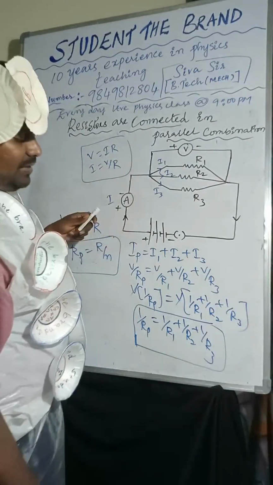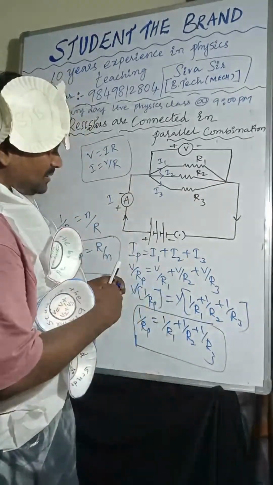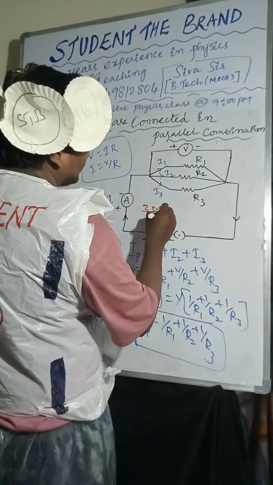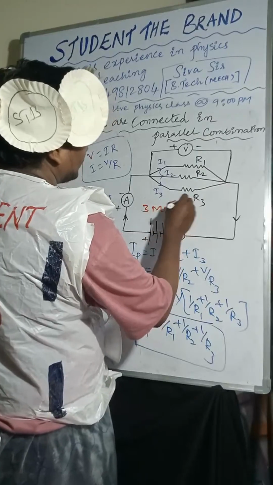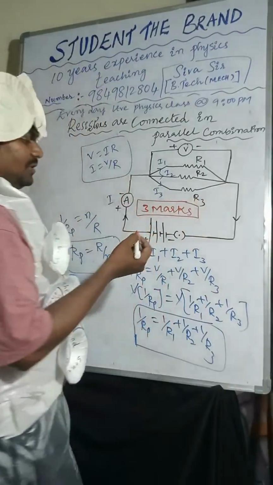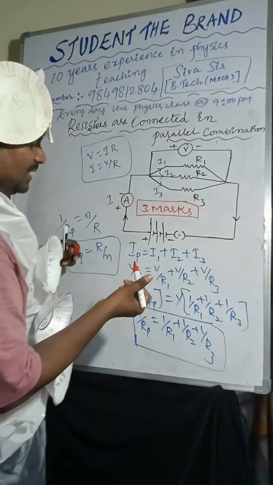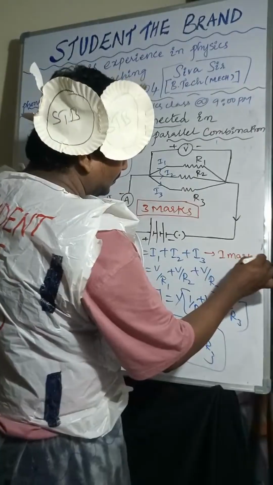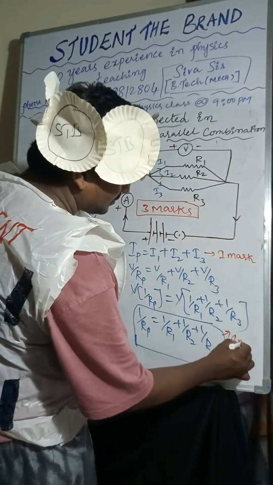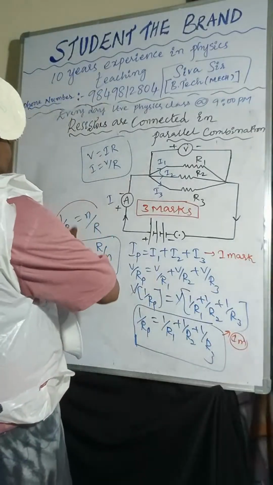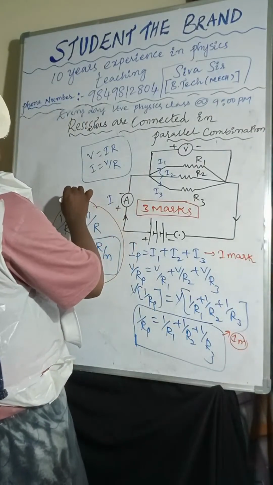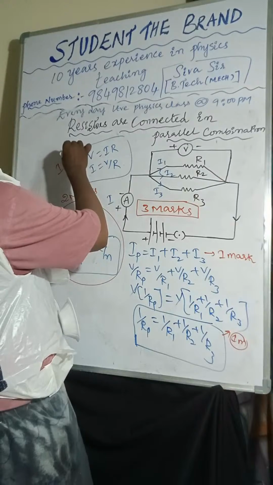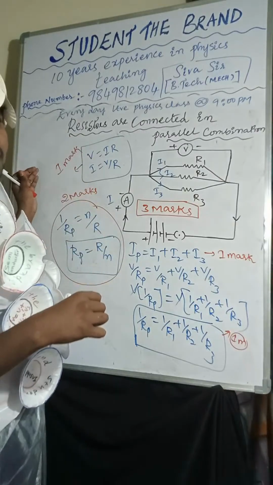So very, very important derivation. They will ask this for 3 marks. Even this they will ask for 1 mark, and this one 1 mark. This they will ask for 2 marks. Anyway, Ohm's law is 1 mark. Make sure that you are learning all these points.